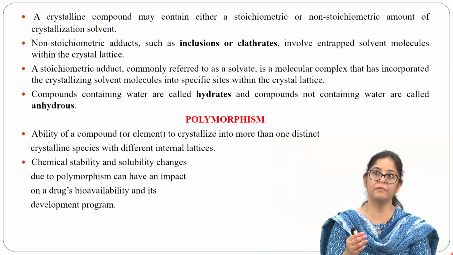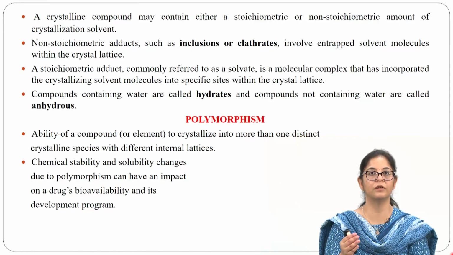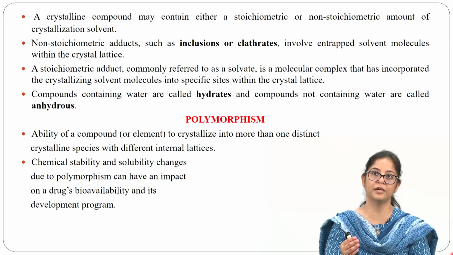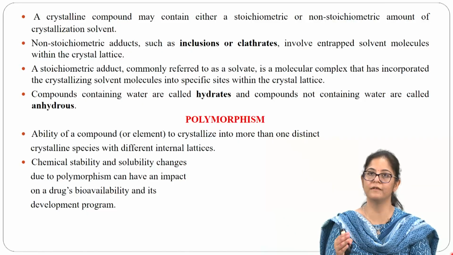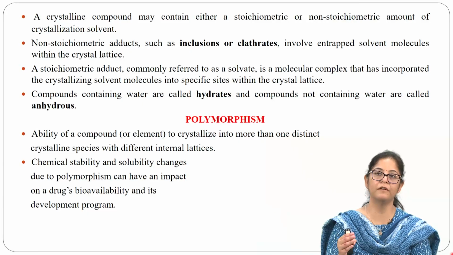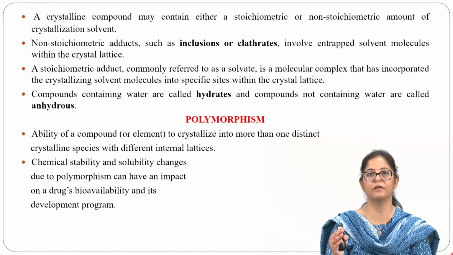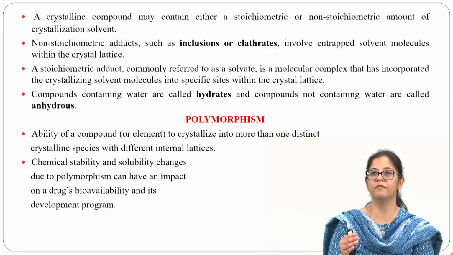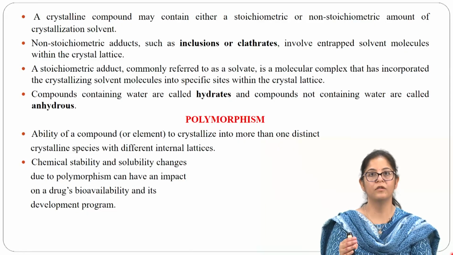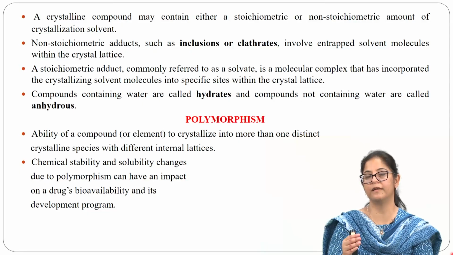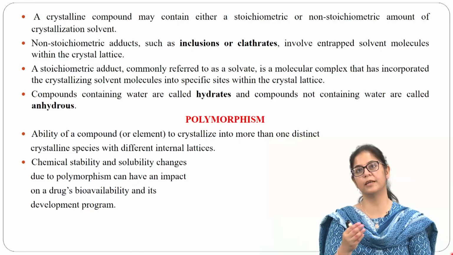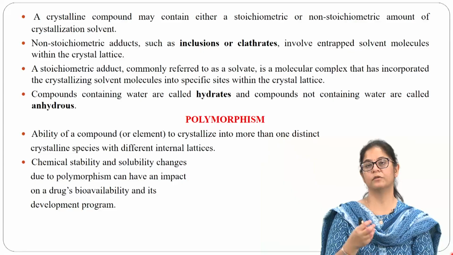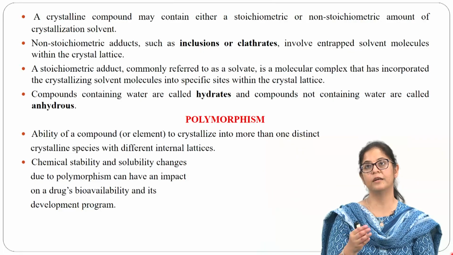Now, the crystalline compounds can have a stoichiometric or non-stoichiometric amount of crystallization solvent. Now, the non-stoichiometric adducts such as inclusions and clathrates involve entrapped solvent molecules within the crystal lattice. A stoichiometric adduct, commonly referred to as solvate, is a molecular complex that has incorporated the crystallizing solvent within the specific sites of the crystal lattice. So, compounds having water are called hydrates, whereas compounds not having water are called anhydrous. So, the crystalline compounds can have solvent molecules, then it is called solvate. If water is not there, any other solvent is there, it is called a solvate.